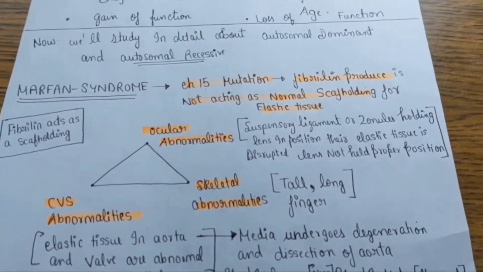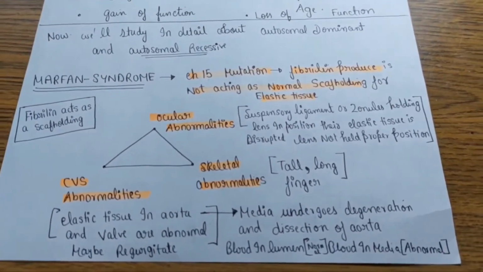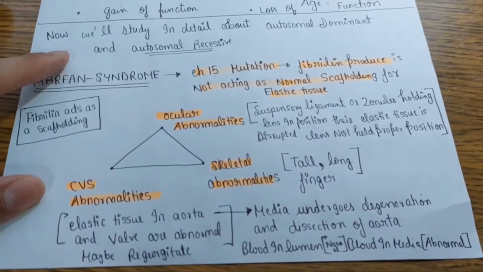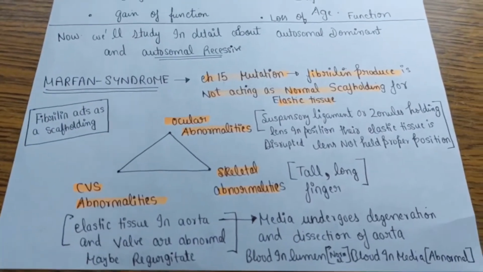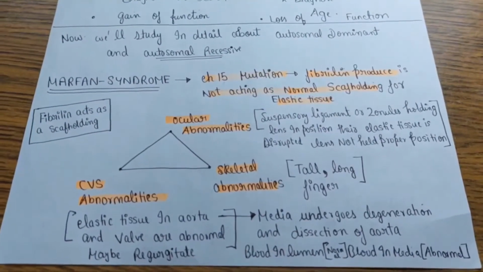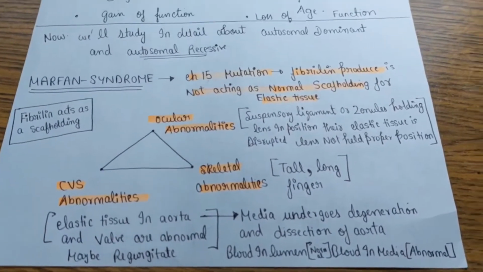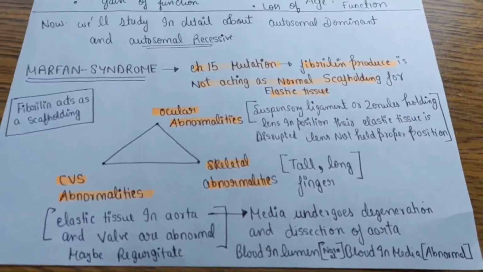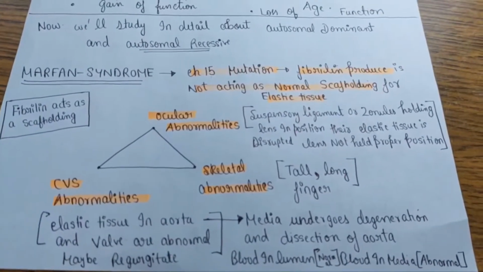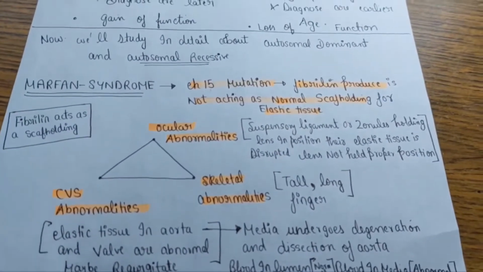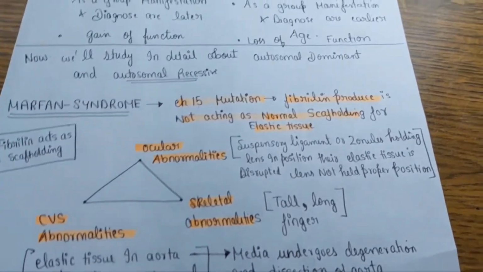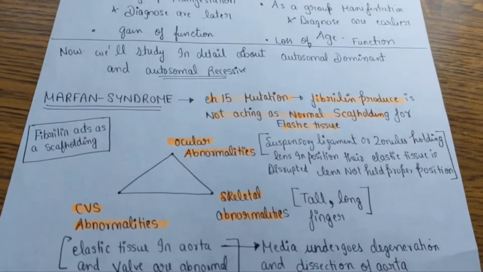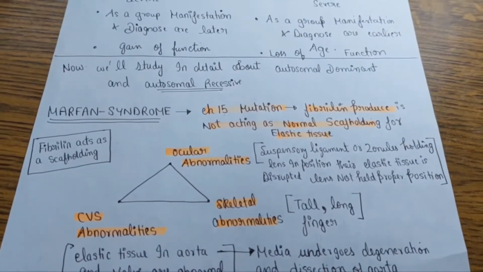Now we are going to study in detail the autosomal dominant and autosomal recessive diseases and the pedigree charts. First we are going to discuss Marfan syndrome. Marfan syndrome is a disease caused by mutation in chromosome number 15, and this results in the fibrillin produced not acting as a normal scaffolding protein for elastic tissue.